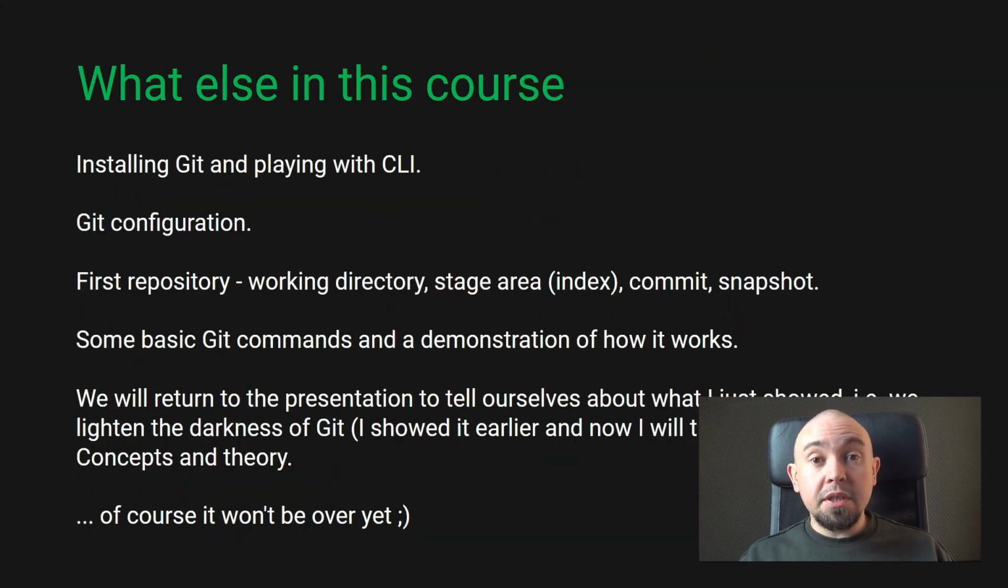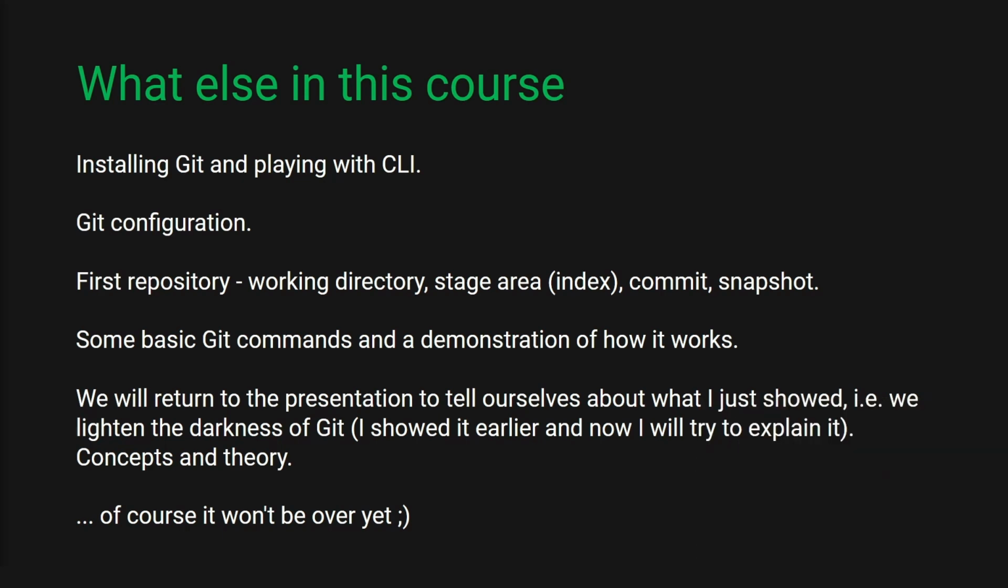What else we will do in this course? Installing Git and playing with CLI. Git configuration. First repository. Working directory, stage area, commit, snapshot. Some basic Git commands and demonstration how it works. We will return to the presentation to tell ourselves about what I just showed. We will lighten the darkness of Git, concepts and theory.